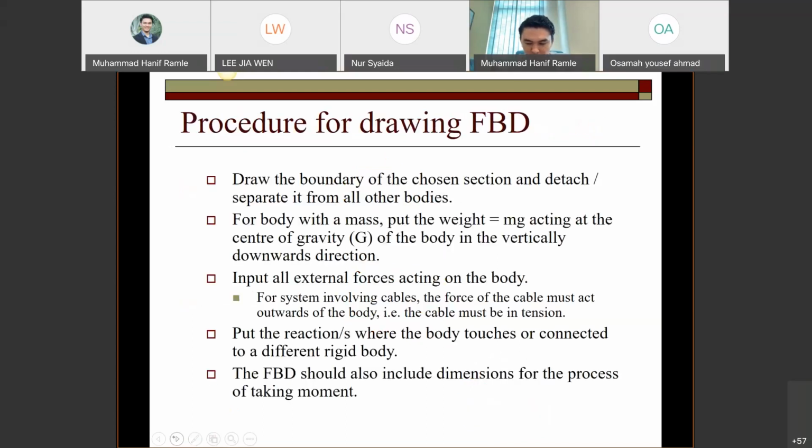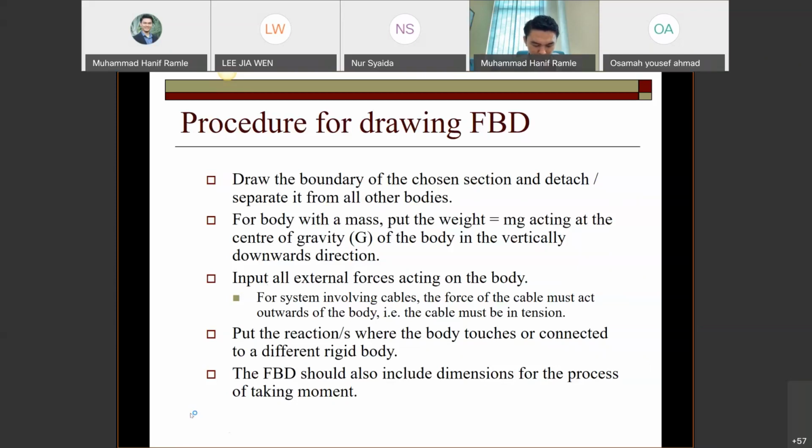Now, the procedure for drawing the FBD. Basically, if you want to solve the problem, the first thing you have to do is draw the FBD, a free body diagram. So how to draw it? This is very simple. The first step: draw the boundary of the chosen section and detach or separate it from all other bodies.